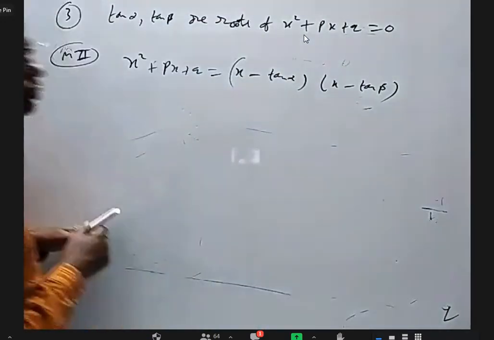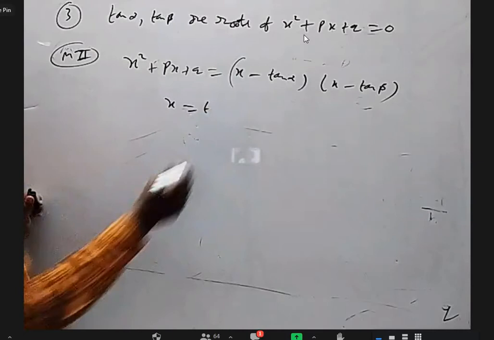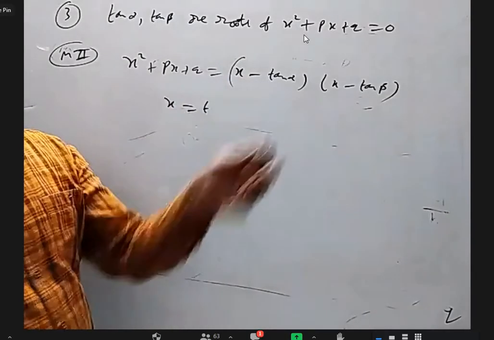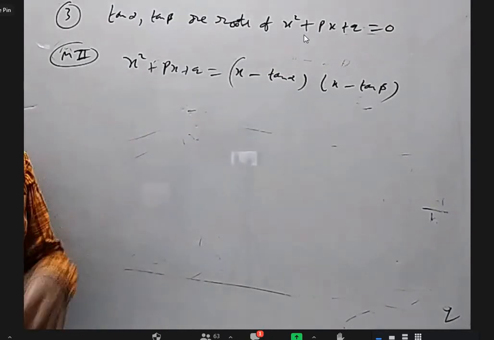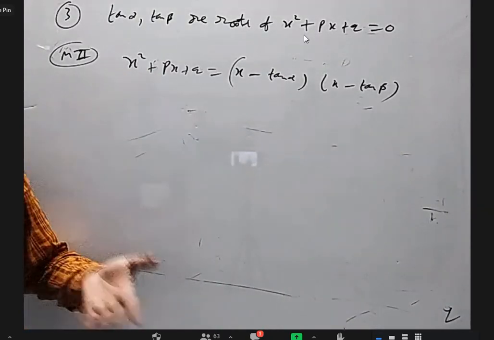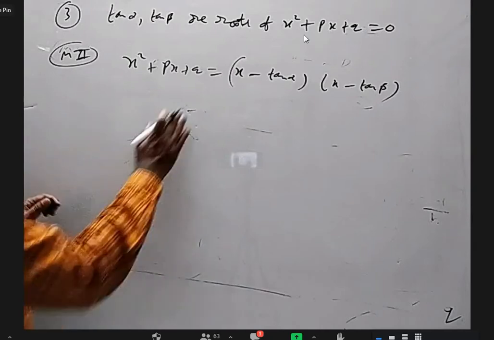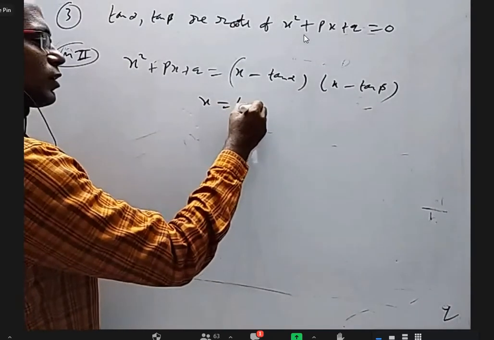Now what I am going to do is substitute. This and this are equal for some values of x or for all values of x? For all values of x. So I can put x equal to 5, 10, 100, anything I can put. But I will put x equal to tan alpha plus beta.